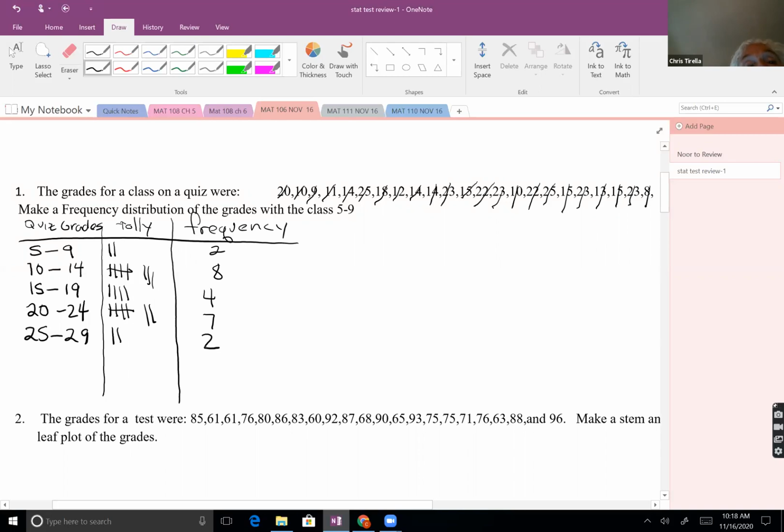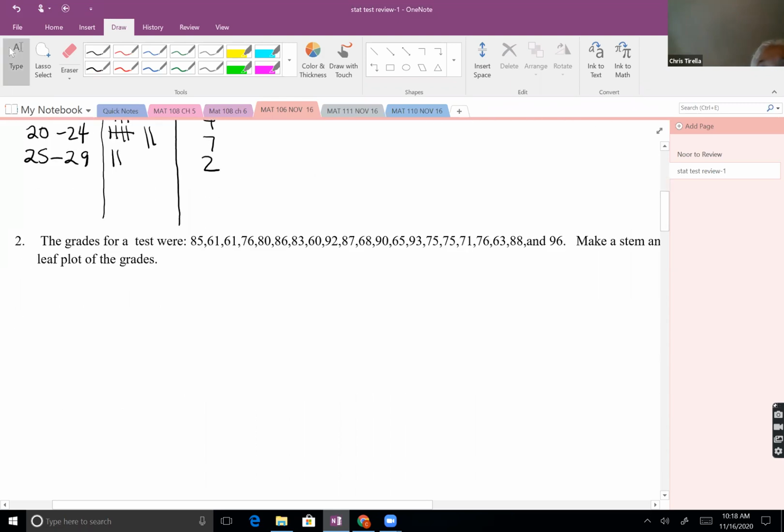Easy enough. Yeah. Frequency distribution sounds much better than it is. We're just making a table recording how many grades there were in each category. Everybody comfortable with that? Yeah. All right, great.